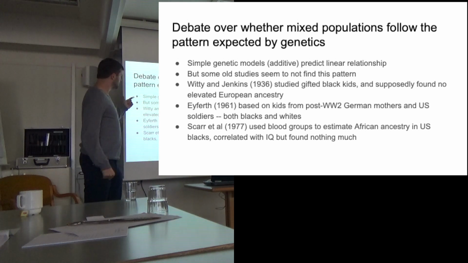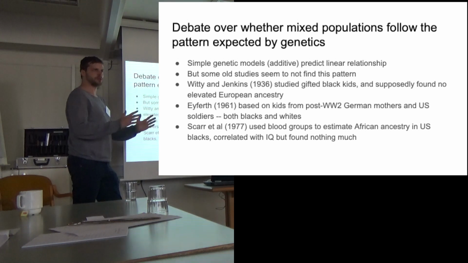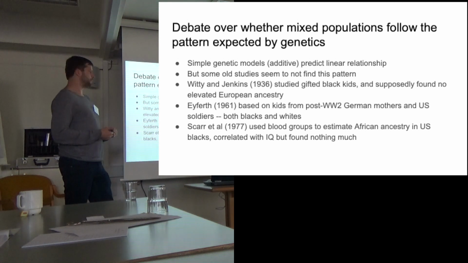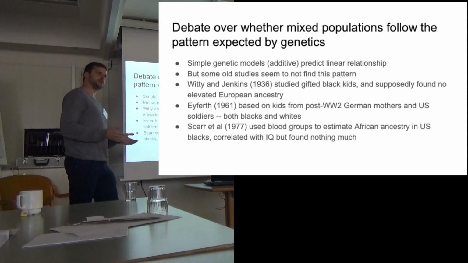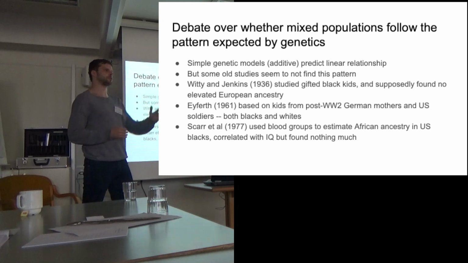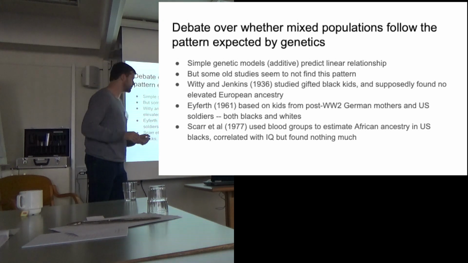There are a bunch of studies that are often cited, but quite weak. We have a very small study from the 30s. They found gifted black students in, I think it was Illinois or one of these northern states. And they asked, if white or European ancestry makes you smarter, these children should show elevated levels of European ancestry, which they supposedly didn't do, at least according to the authors.